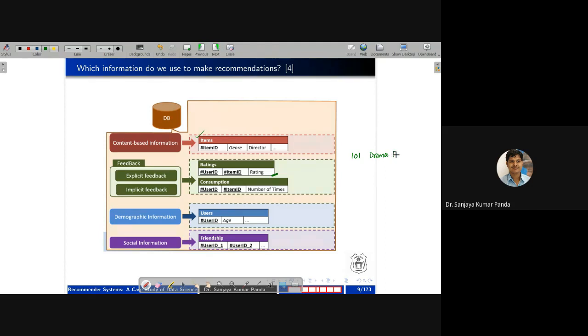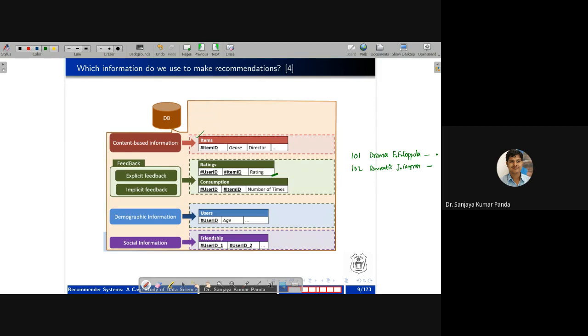Director, as I said, it is FF Coppola, right? And details about that particular movie. If you want to keep actor, actress, that you can keep. Suppose another movie is there, which has the ID 102, which is a romantic type, and it is directed by, let's say, James Cameron, and details about that particular movie.